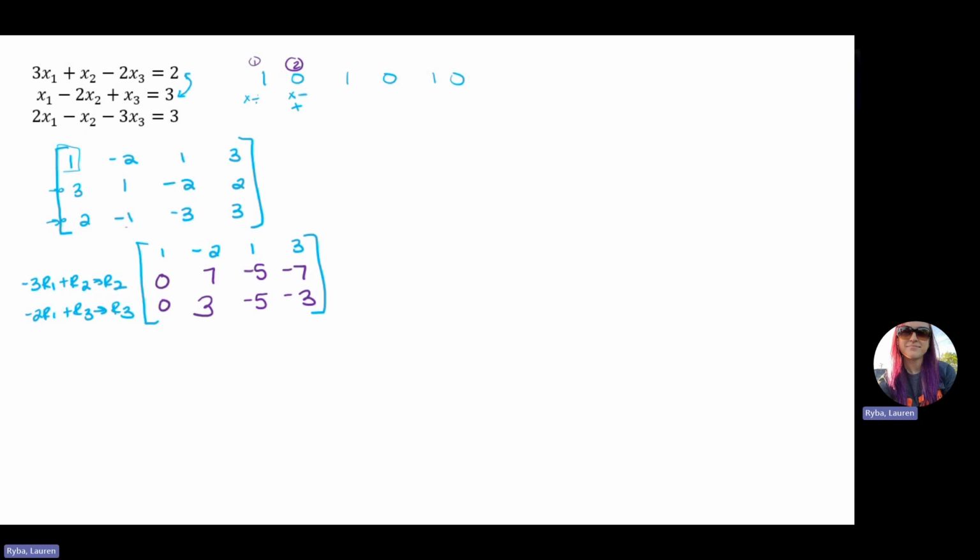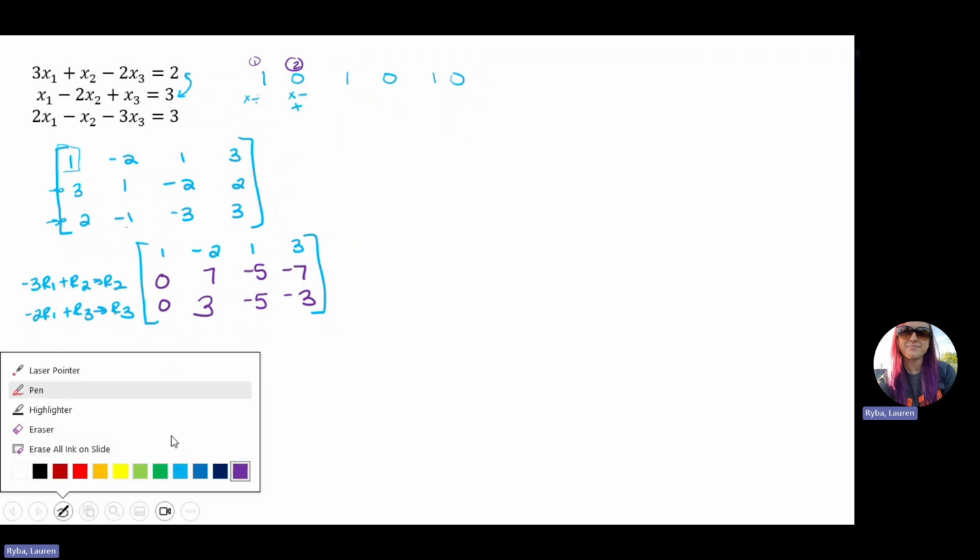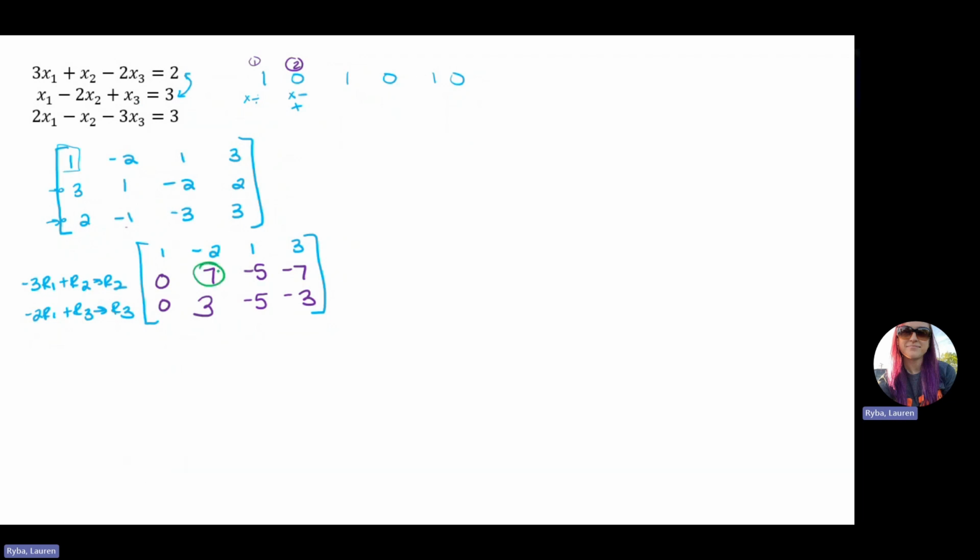Okay, so next is going to be to get the next 1. So 1s are always on the diagonals, 0s everywhere else. So our next place we're going to get a 1 is right here. We want that to turn into a 1. So from the previous line, I'm not touching the top row. I am not touching the bottom row. I want that 7 to turn into a 1.